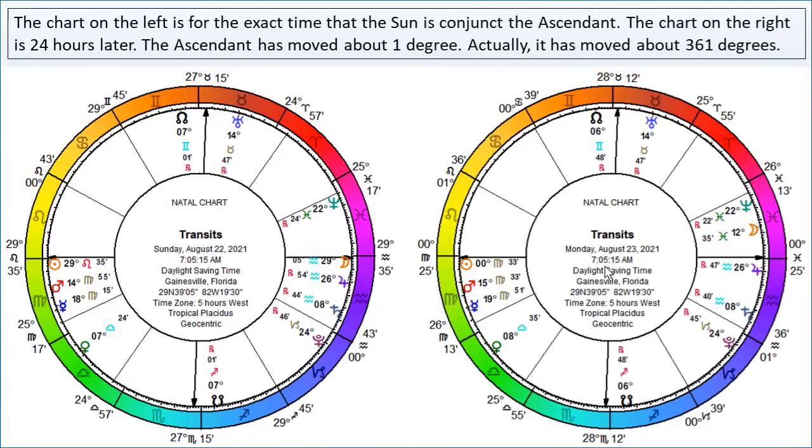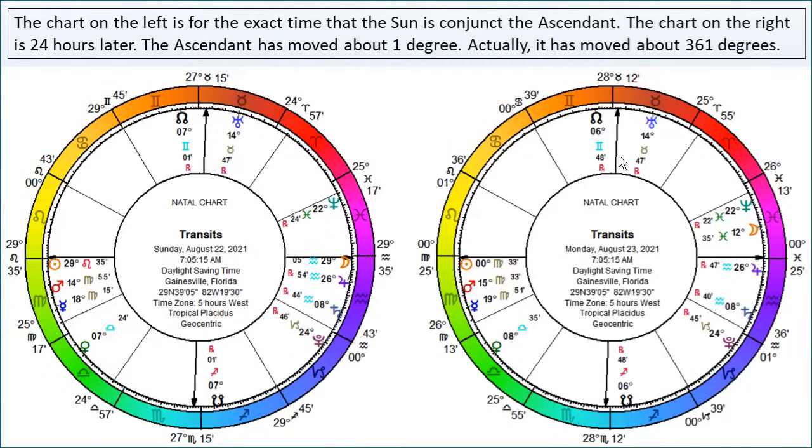It's just a chart. Fine. Let's go a day later. August 23rd, 1 day later, same exact time, 7 hours, 5 minutes, 15 seconds, same place. Well, what happens? Actually, this time was the moment that the sun is conjunct the ascendant at 29 Leo 35. That's how I came up with that weird time. So it happens to be sun conjunct the ascendant.